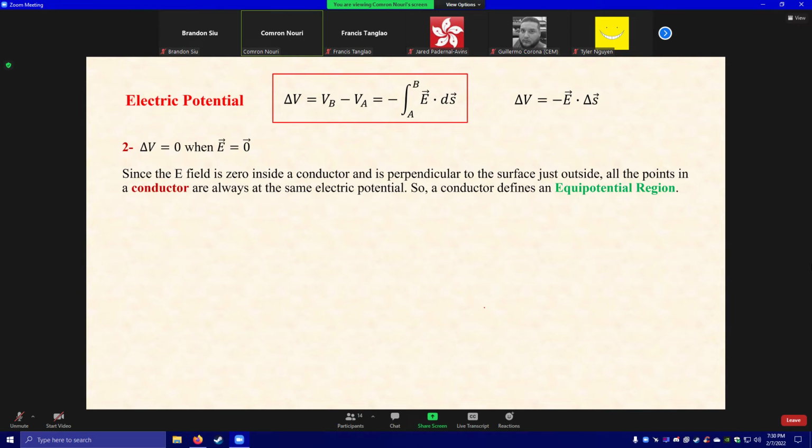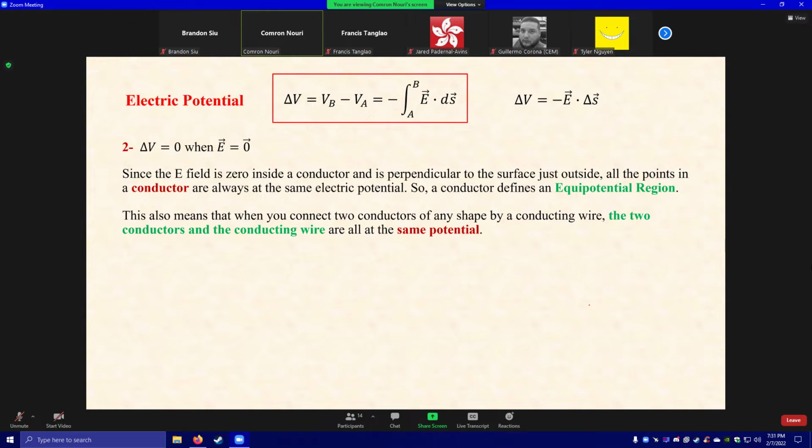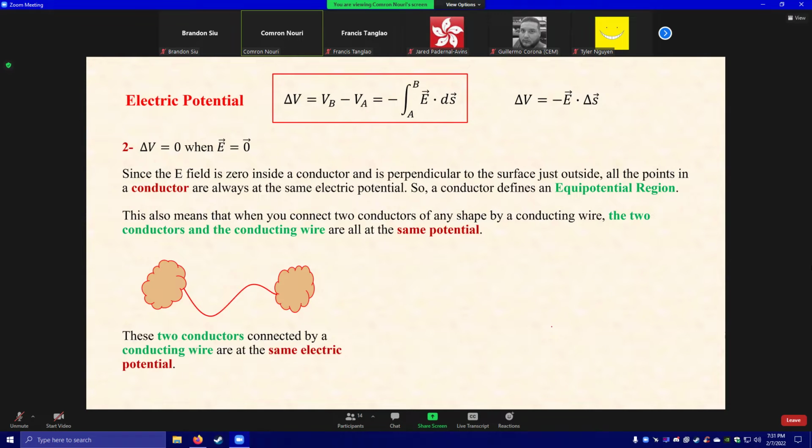That is why the E field is zero inside the conductor and is perpendicular to the surface just outside. All the points in a conductor are always at the same electric potential. So a conductor defines an equipotential region. This also means that when you connect two conductors of any shape by a conducting wire, the two conductors and the conducting wire are all at the same potential. This is beside the point. We're not going to use this. But in the chapter following that, the capacitance, we are using this fact a lot.